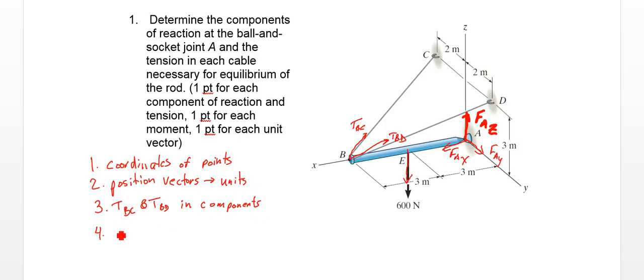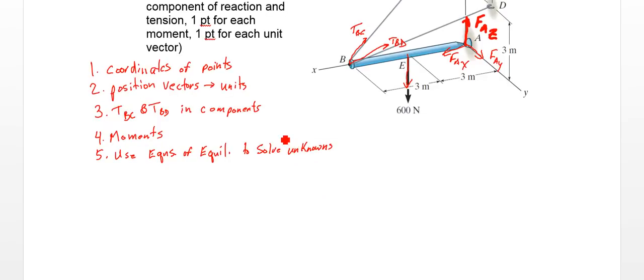And then fourth, we'll do some moments. And then fifth, we'll use equations of equilibrium to find our unknowns. Alright, so that's our plan. Let's get started. So we'll start with our coordinates.